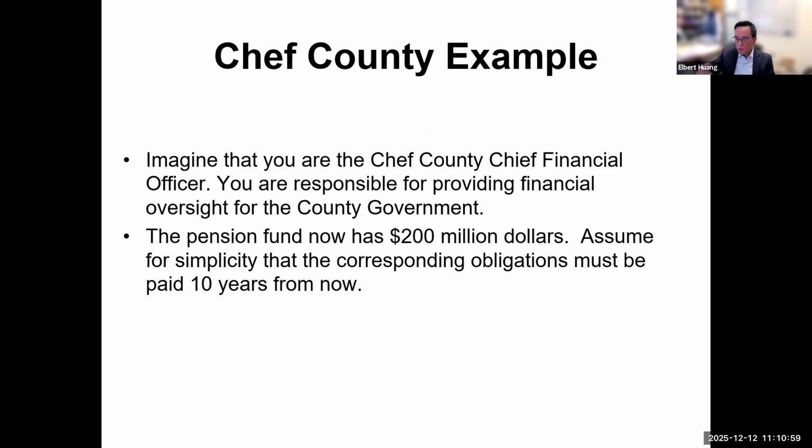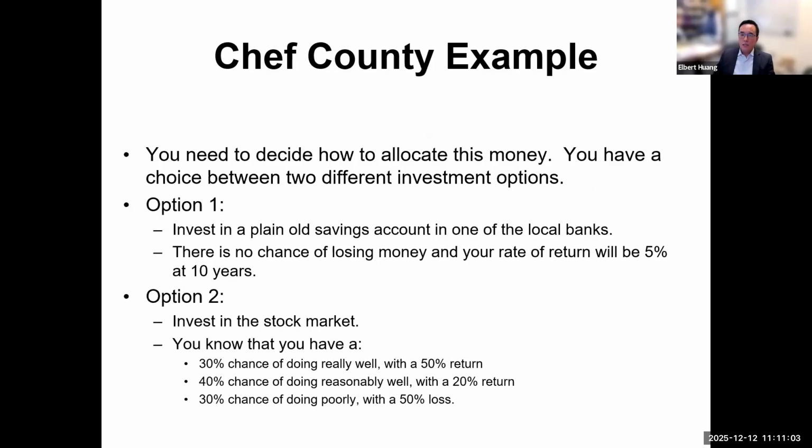And let's say you have to look at outcomes 10 years from now. So here are your choices. You need to decide how to allocate this money. You have a choice between two different investment options. One is to invest the $200 million in a savings account with a 5% return. Actually, that's pretty good. Or you could invest in the stock market.